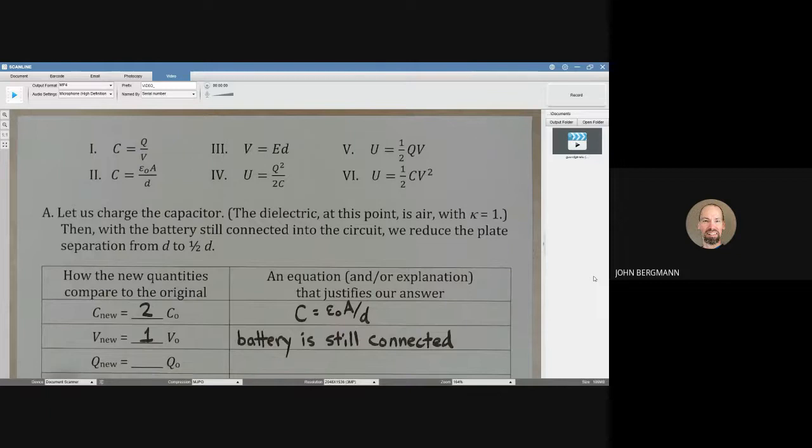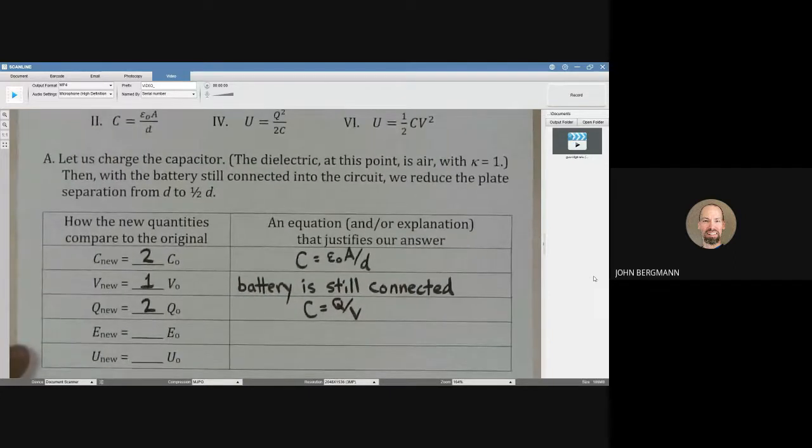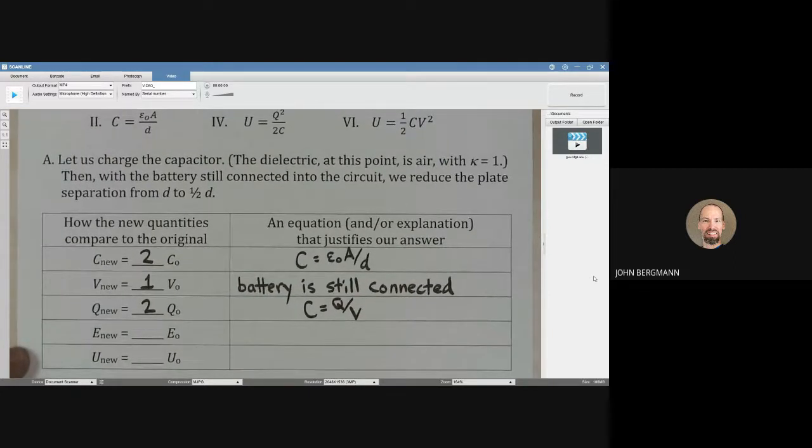What about the charge that is on the plates? Let's look at this equation right here, number 1. If the capacitance has doubled and V has stayed the same, doesn't that mean that the Q must have doubled? What about the electric field between plates?